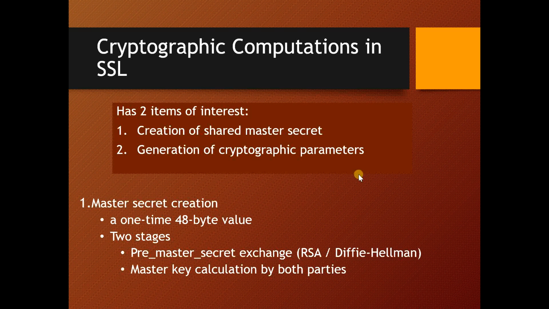The creation in itself has two stages. First you have the pre-master secret, which is exchanged, and for this we can go for either an RSA or a Diffie-Hellman algorithm. The second stage is the master secret, which is calculated by both the parties. So let us see how this pre-master secret exchange can occur in the two cases, RSA and the Diffie-Hellman algorithm.